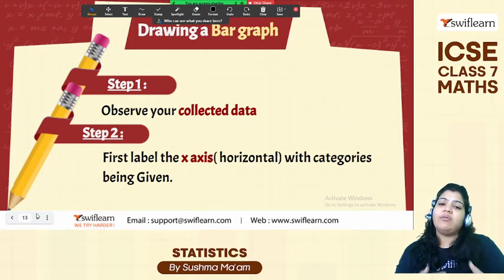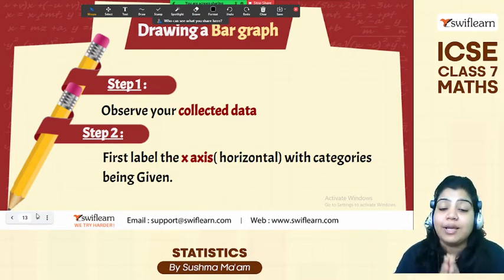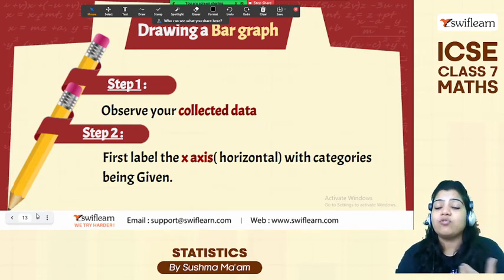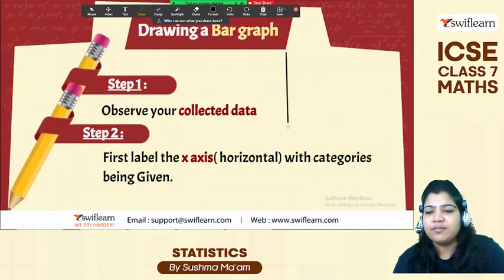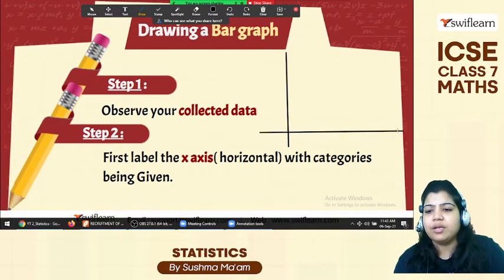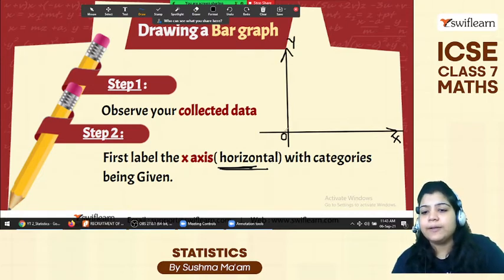By that we can draw a beautiful bar graph. First we have to observe the collected data. The data that we have, we will observe first. Then second, label the x-axis. We have two lines, one is this, one is this. These two are the axes. This one is the x-axis, meaning horizontal, and this one is the y-axis, and this point is 0. Here the categories are given below.